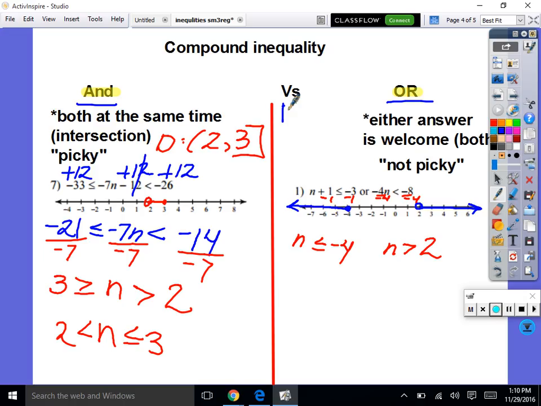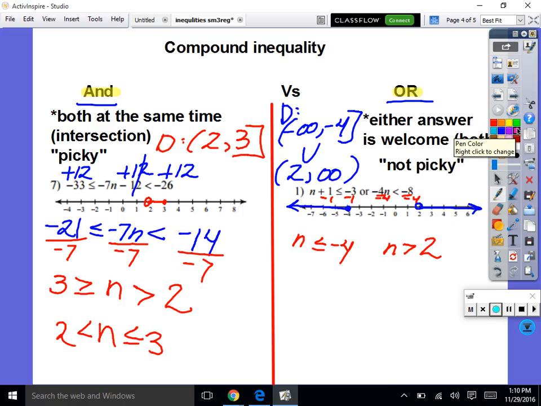So our domain written in interval notation would be -infinity up to -4, including -4, union, that means and, 2, not including 2, to positive infinity. Those are in our domain in interval notation. Does everybody understand? So let me just show you what an example would be of no solution. Does everybody understand that before I move on?